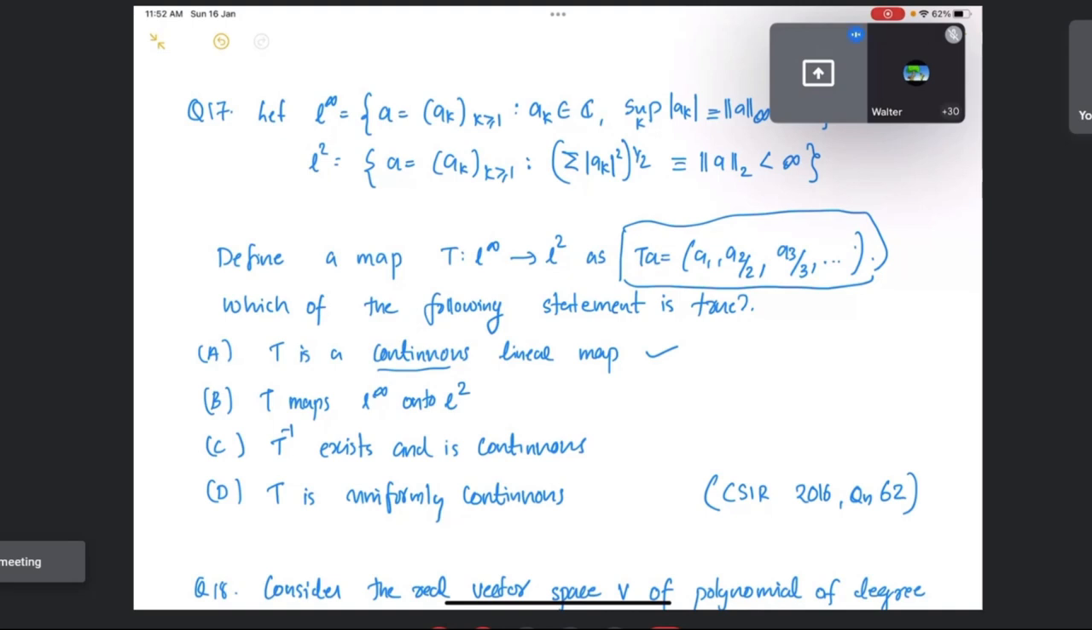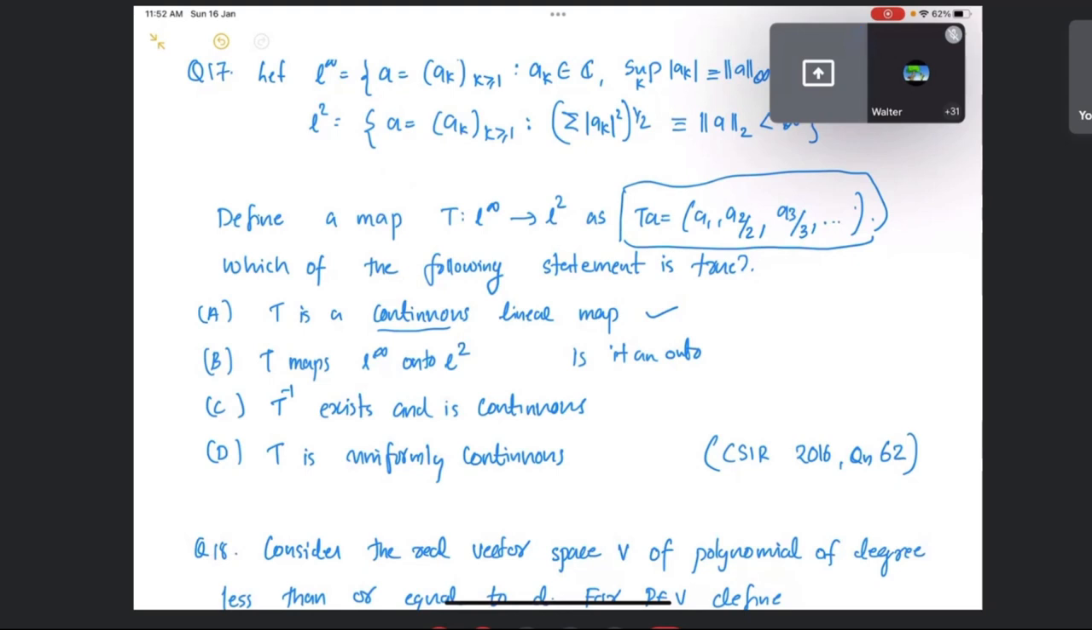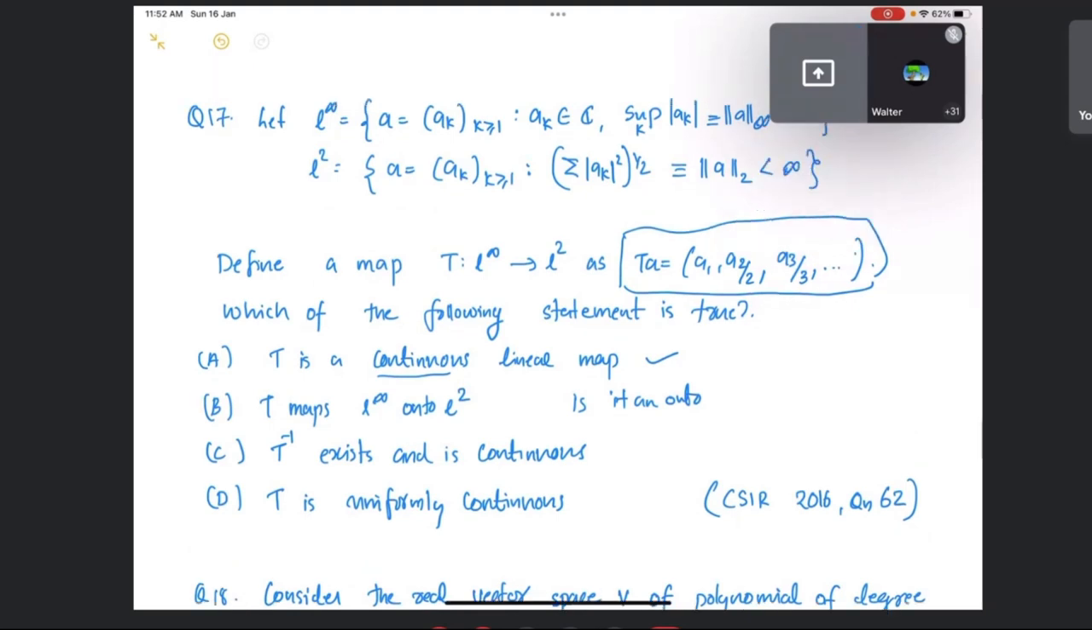What about this? Is it an onto map? I think you don't need any functional analysis here. You only need real analysis to answer this question. How to do this?